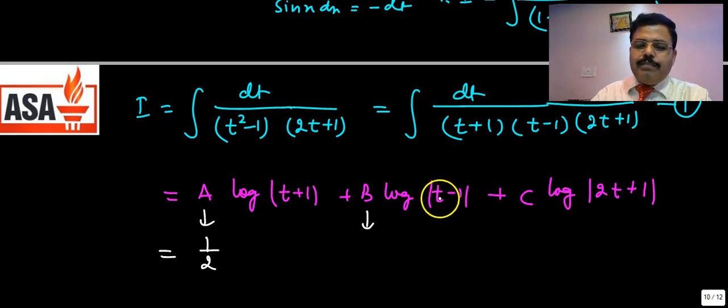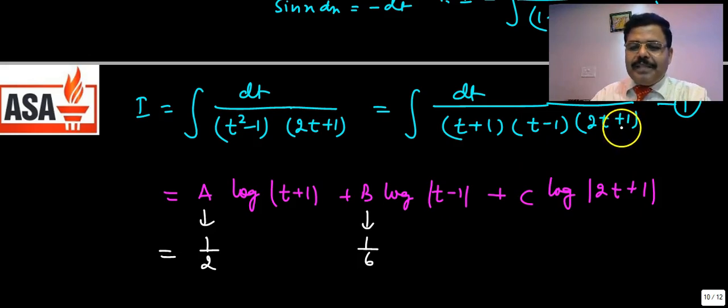So to answer this, put T is equal to 1. Not in this one, but the other 2. T is equal to 1. So 1 plus 1 would be 2. Here 2. And this would be 3. 3 into 2, 6. So the value of B will be 1 by 6.